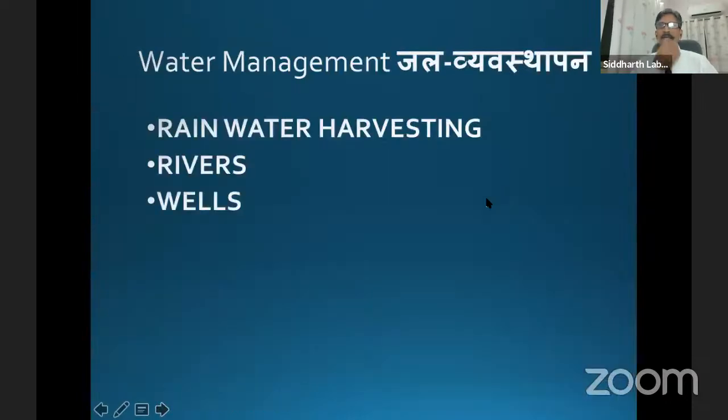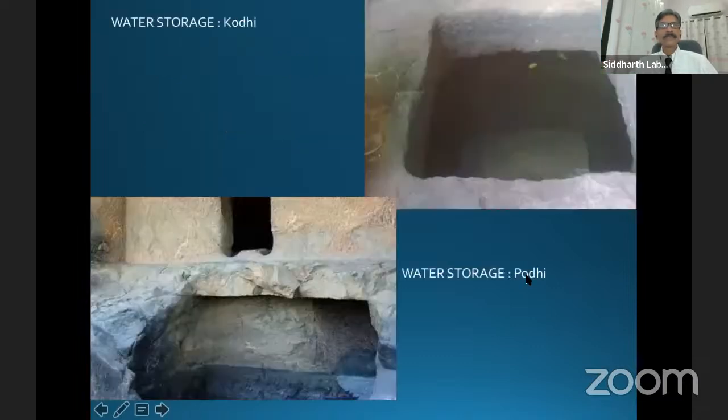Then water management, I have just told about that. Rainwater harvesting, how it is done. Then rivers and wells, that we will see one by one. So the rainwater harvesting on the Lenis is of two types, that is Kodhi and Podhi. Kodhi means the water storage, rock cut water storage, and that water is used for general washing purposes. That is called Kodhi, because there is no cover on it.